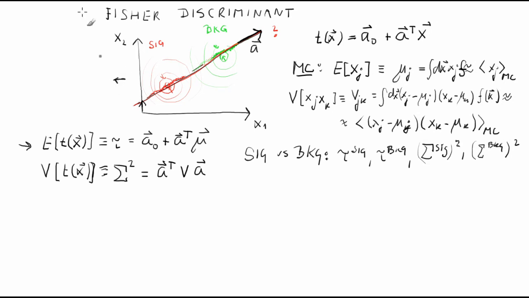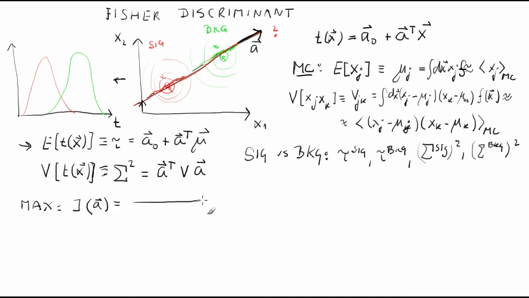Now we have all necessary components to find the values of the a vector that yield the best signal to background separation. We assume that the best separation is obtained by values maximizing the following quantity. J of a vector is equal to (tau signal minus tau background) squared over sigma signal squared plus sigma background squared. In fact, we are maximizing the distance between mean values of the test statistic distributions for signal and background. This is definitely desirable.